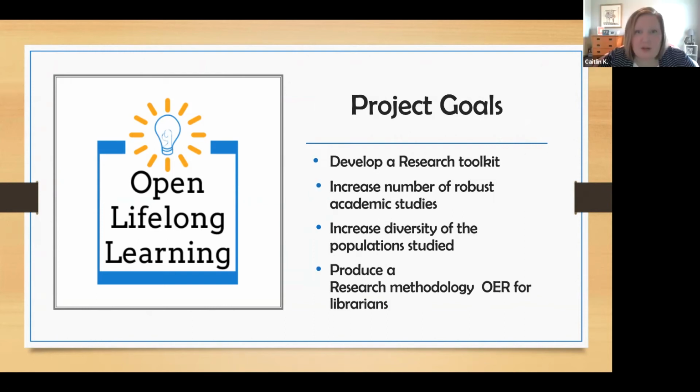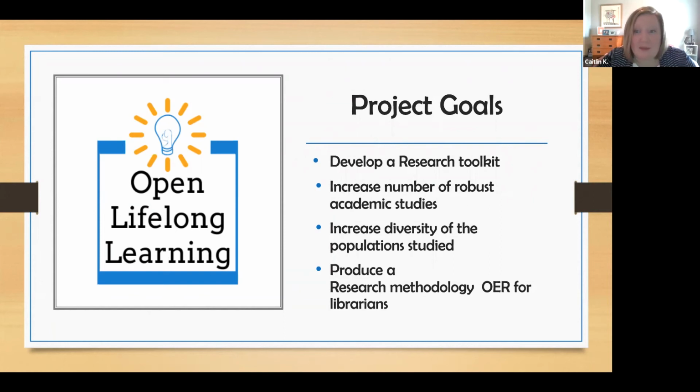Yeah, so as part of this project, we have some goals that we are hoping to accomplish within the time allotted to us. The first being developing a research toolkit. As you'll learn later, we have really been looking at what is available to researchers currently and find that there is a lack of research tools available, so really putting that together. Additionally, increasing the number of robust academic studies, and again, working off that toolkit so that there are scales available to use when you're trying to put together an academic study looking at OER and lifelong learning.